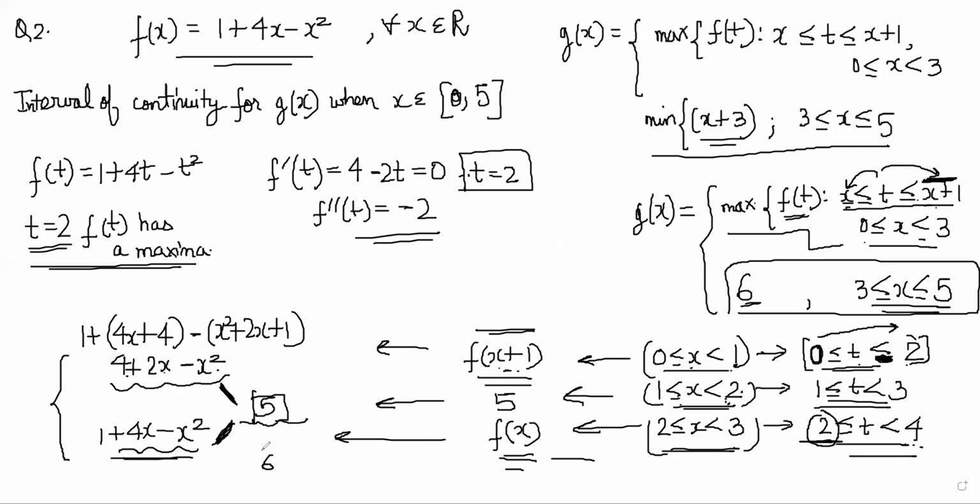It's matching, right? Yeah. At 3, the RHL is 6, but the LHL is 1 plus 4 into 3, 12, minus 9. So 13 minus 9, 4. So there it is discontinuous at 3, right? Yeah. It is discontinuous at 3. And after that, it's a constant function, right? So what we know is that the function is continuous everywhere here, here, here. But at 3, it is discontinuous. And after that, it is continuous, right? So the interval of continuity you will write as x belongs to 0 to 3 union 3 to 5, right?